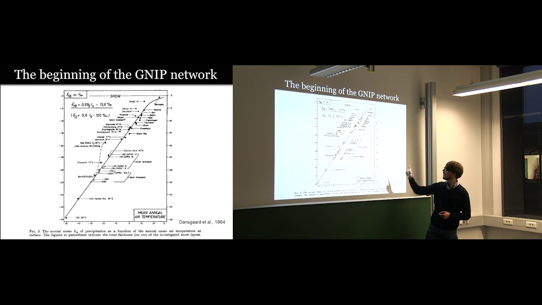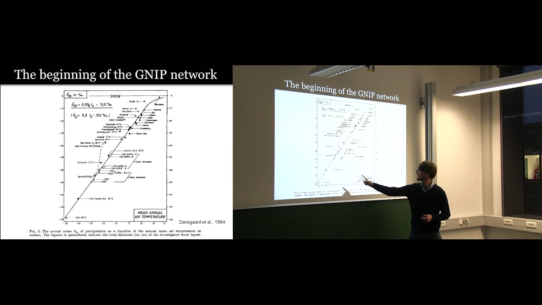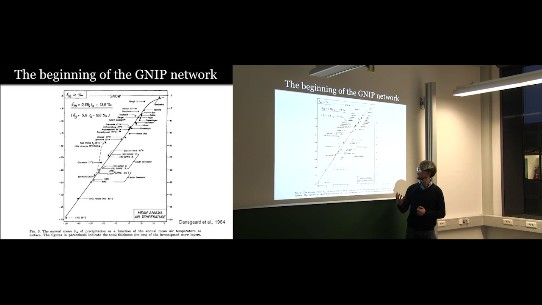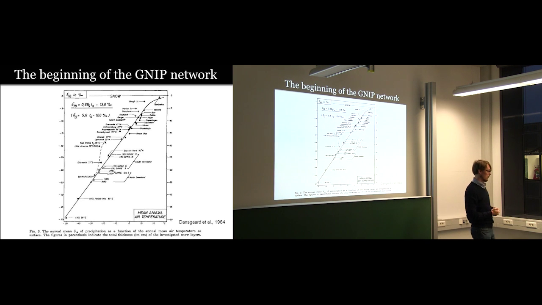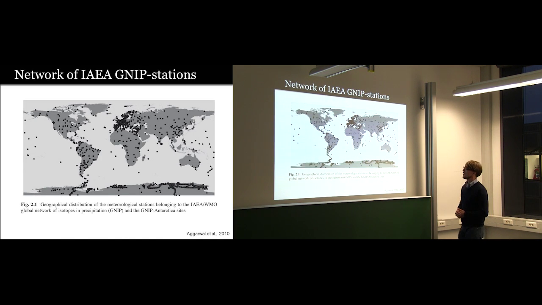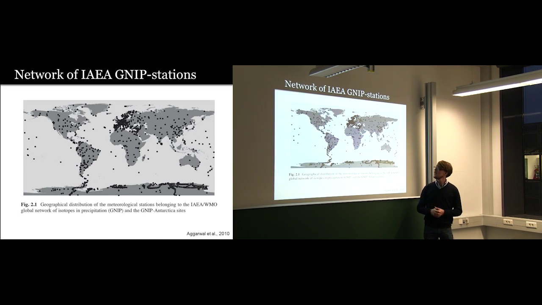and he realized that there's a very nice correlation between temperature on the x-axis versus the isotopic composition of the rainwater that's falling at each station. And here you could see this almost linear relationship between temperature and the isotopic composition of the rainwater.